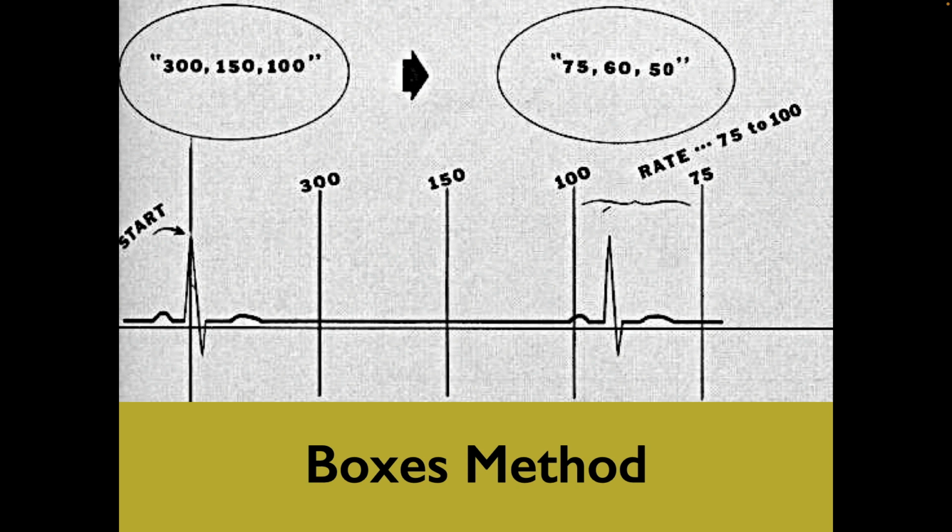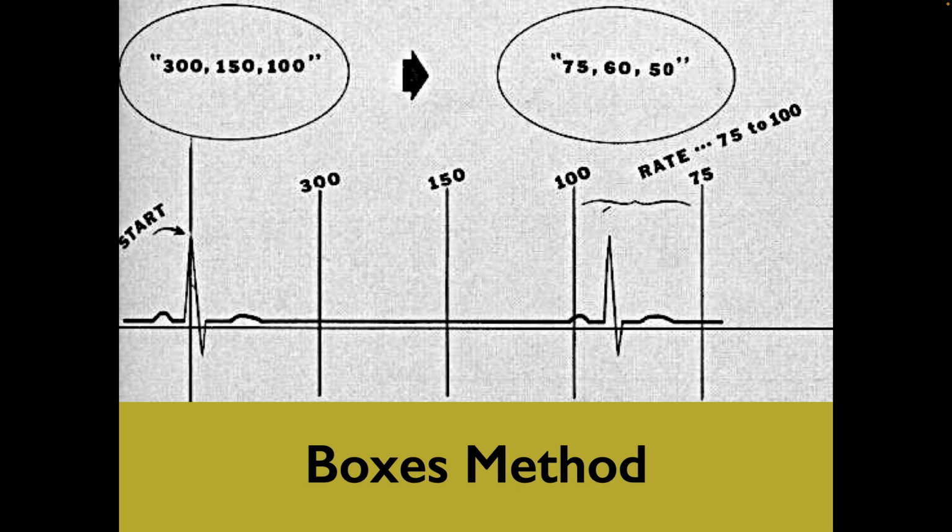You scan across the strip and find one of the R waves that lines up with one of the large box lines. So this one lines up nicely. When you have a whole strip ahead of you, you'll find one that lines up or is pretty close, okay? Then you start counting, and you have to have memorized the numbers, okay?